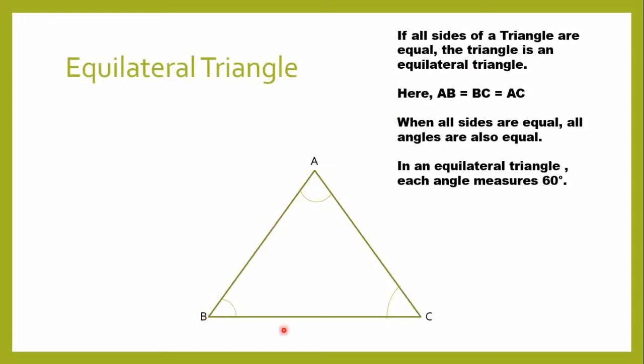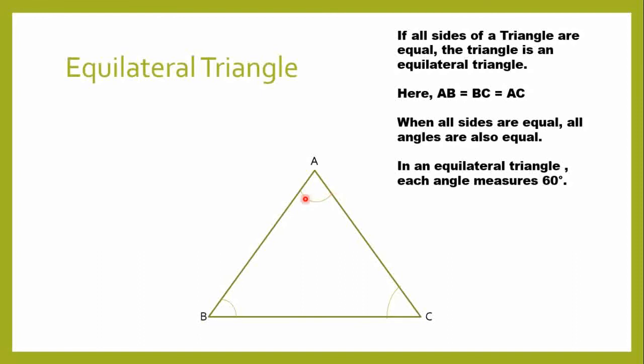So for example, in this triangle ABC, side AB is equal to side BC is equal to side AC. So these three sides are equal to each other. That is why this will be called an equilateral triangle. And in an equilateral triangle, because all the three sides are equal to each other, the three angles will also be equal to each other. That is why the measure of all these three angles will be equal to 60 degrees.